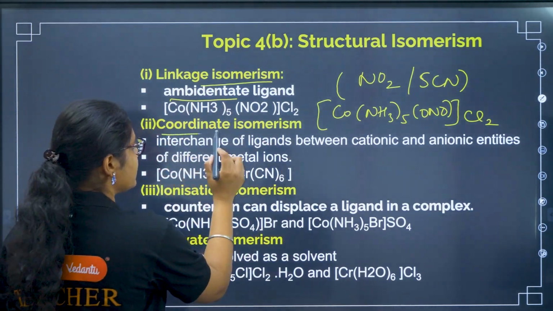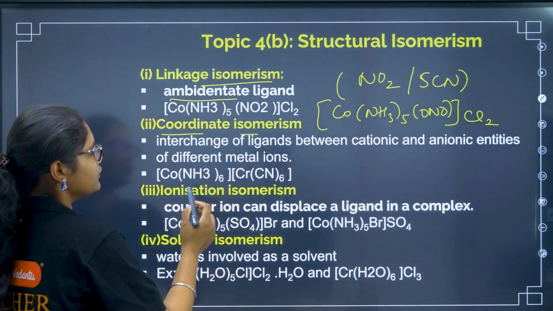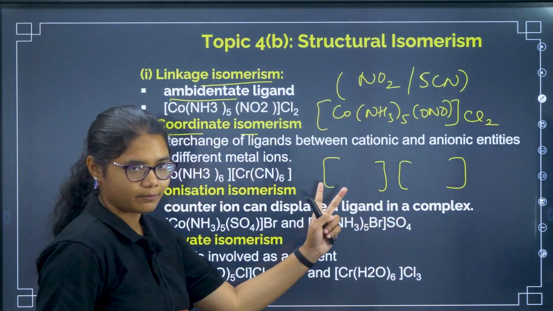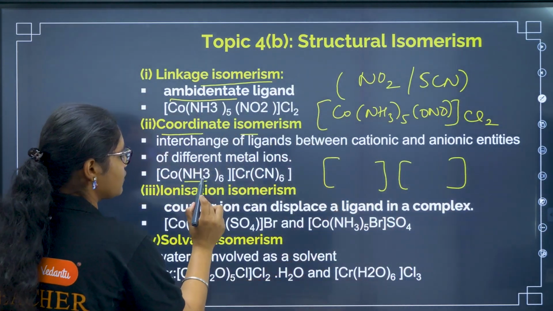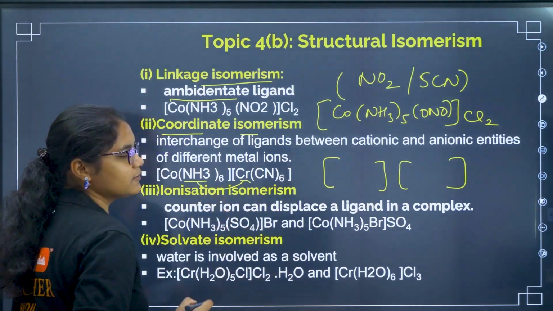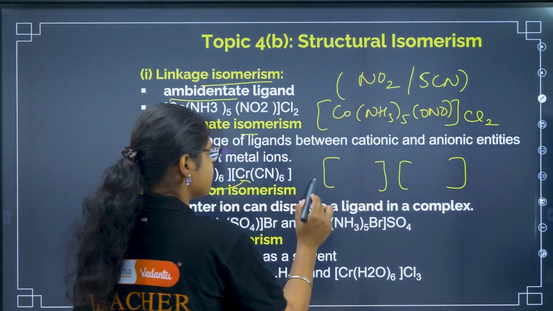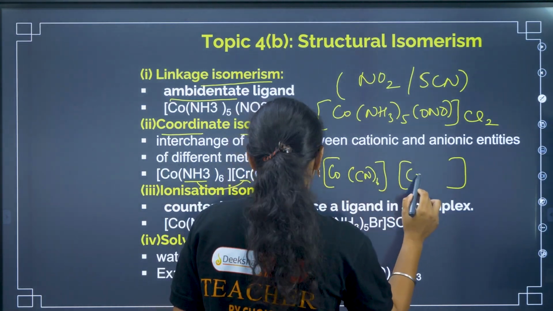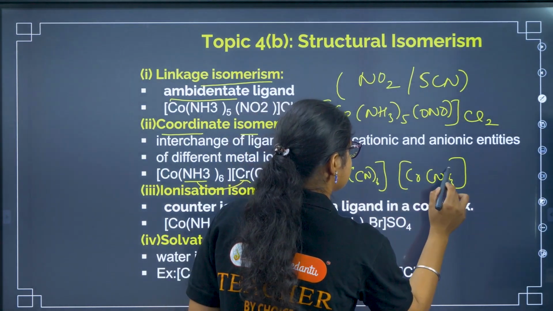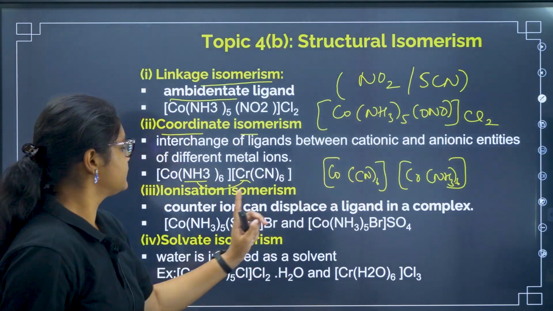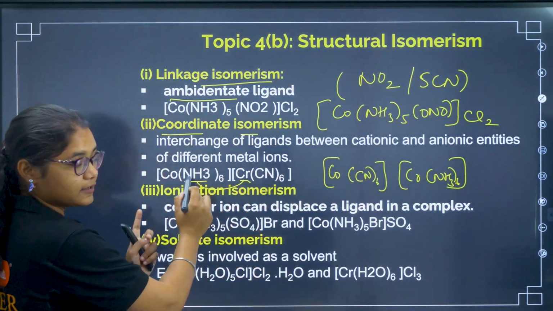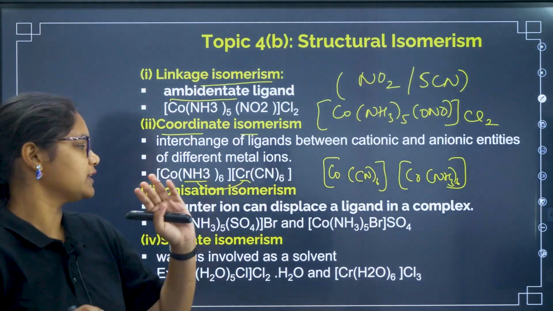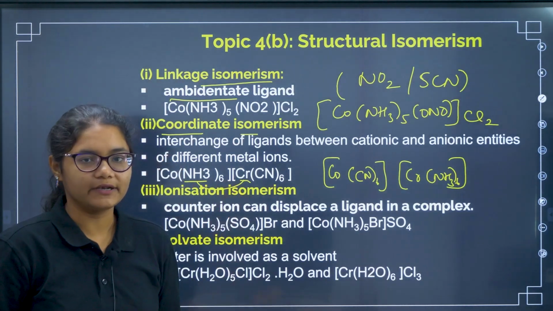Then coming to coordinate isomerism. So here what happens? You should have two complexes. For coordinate isomerism, we need two complexes, and the ligands of one complex can be interchanged with the ligands of another complex. So for example, if I write Co(CN)6 and Cr(NH3)6, right? You see what I have done, NH3 I have taken here and CN I brought here. So only the ligands of the complexes are exchanged. Such types of isomers are called coordinate isomers.